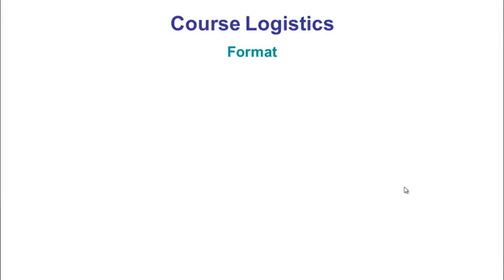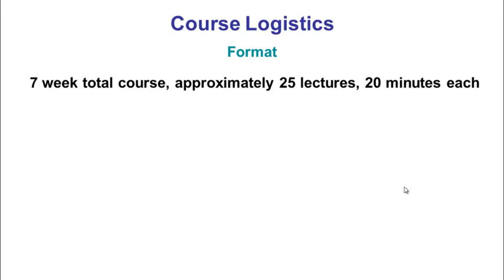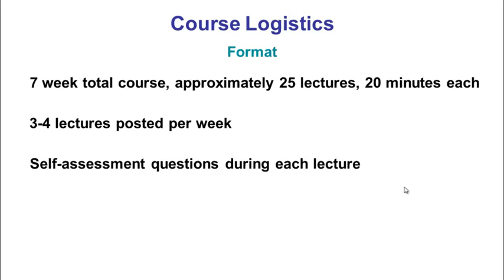Now let's discuss some of the logistics of this course. The format that we're going to take is as follows. It's going to be a 7-week total course consisting of approximately 25 lectures, each lecture being approximately 20 minutes. If we take 25 lectures, divide that into 7 weeks, we see that we're going to post somewhere between 3 and 4 lectures per week on average.